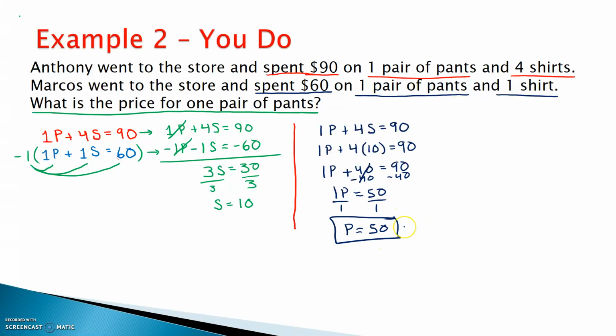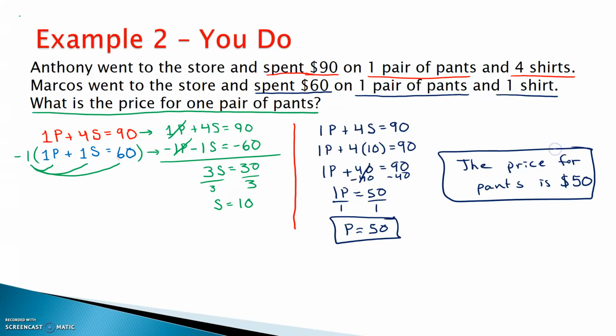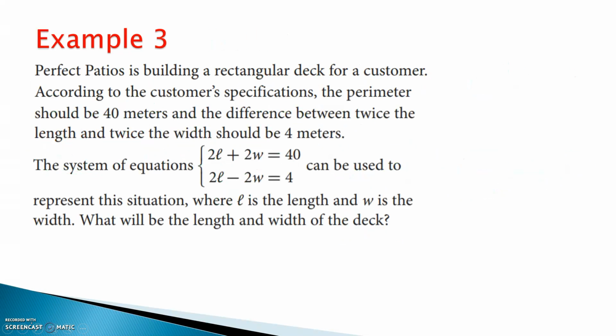Let's make sure we write a sentence so we actually answer the question. The price for pants is $50. So one pair of jeans is going to cost $50. All right, guys, let's go on to the next one here.